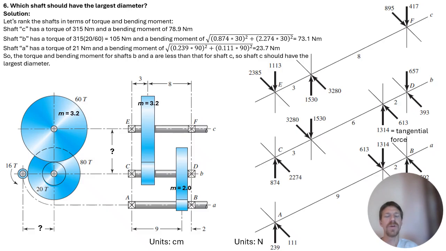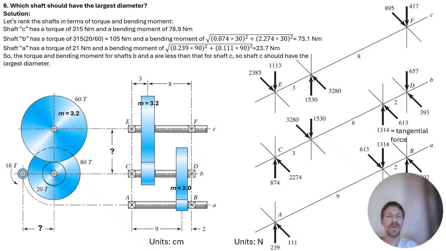Shaft B, we use the gear ratio between the two, so it has 1/3 of the torque of shaft C, and it has a bending moment. We can use the same approach, go across the 30 millimeters you see there, and apply that load across that distance of 30 millimeters, square that, plus the other plane, the 2274 newtons times the 30 millimeters, and square that, and we can get the bending moment at that location, 73.1 Newton meters. And then shaft A has a torque of 21 Newton meters.